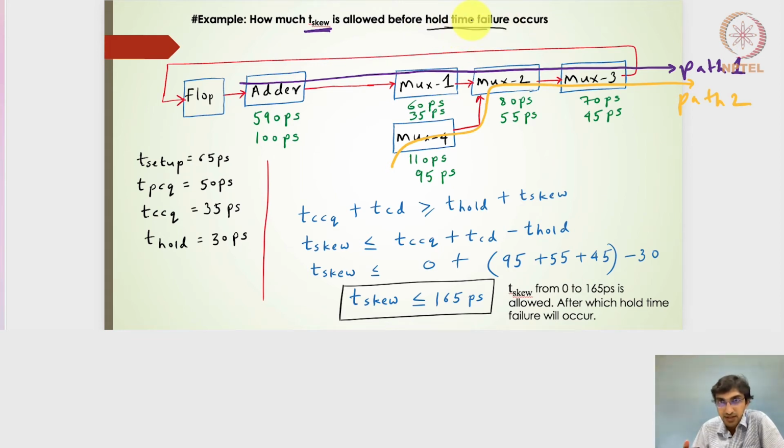So it is basically the minimum of the contamination delays, the minimum of the contamination delay for path 1 and the contamination delay of path 2, and whichever one is minimum, we should consider that. If I consider the contamination delays, we definitely know that the adder of 100 picoseconds and 135 picoseconds is actually more than that of 95 picoseconds. So I'll have to consider this path 2 for considering the hold time failure. So the TCD value here turns out to be 95 plus 55 plus 45.